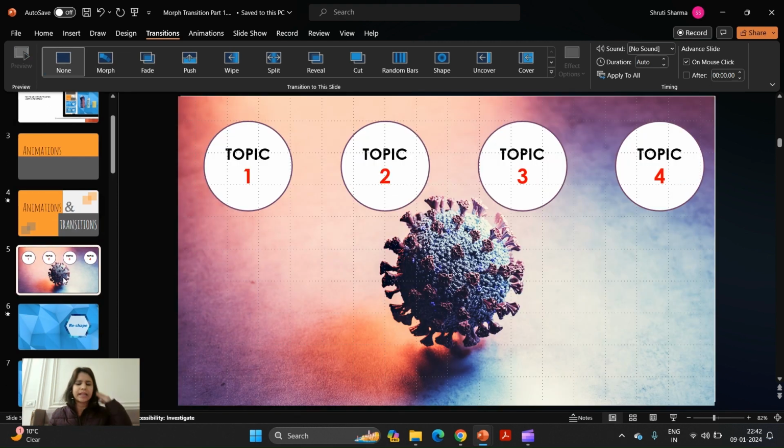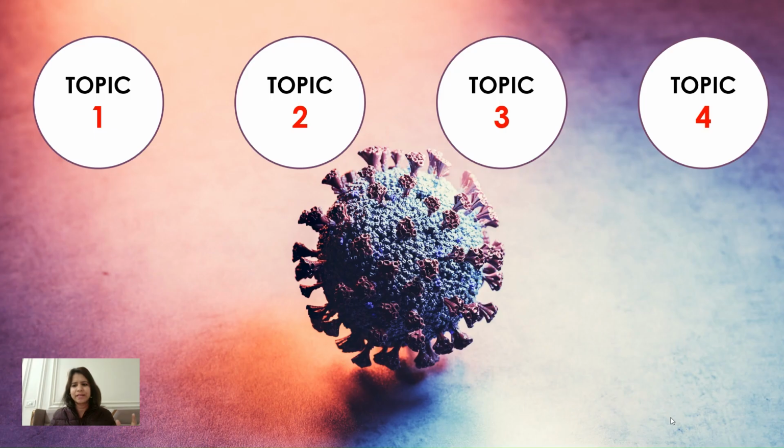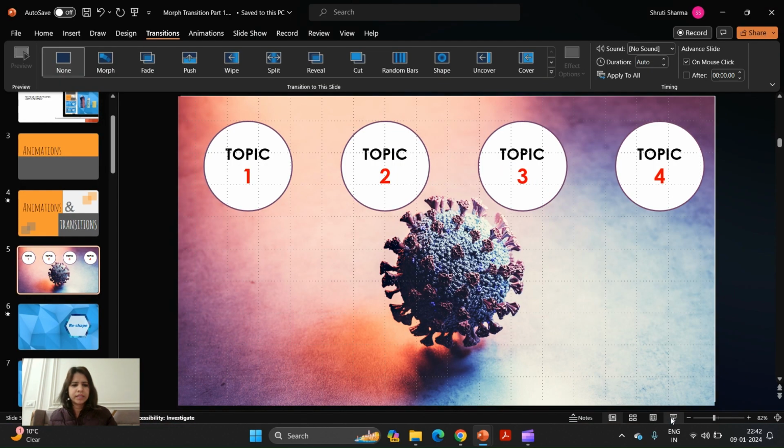Now, let's start from the beginning how to do this. So, this is one slide that I have designed, very basic, simple slide, a background with four circles and four topics. So, let's say we have to elaborate each topic one by one. So, the first rule of morph is always duplicate the slide. So, I'm going to do Control C, Control V, right? Duplicating the slide. Don't create a new slide, it won't work otherwise.